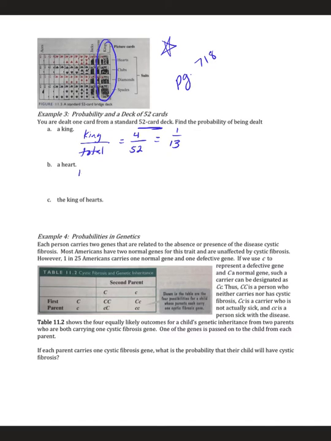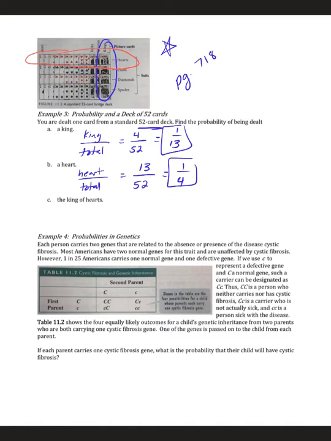The next one, a heart. So we want to take the number of hearts in a deck, divide it by the total. Well, hearts, so now what we want to do is look at all of these cards here. And if you're not familiar, there are 13 of each different suit here. So 13 out of 52, which would simplify to 1/4.